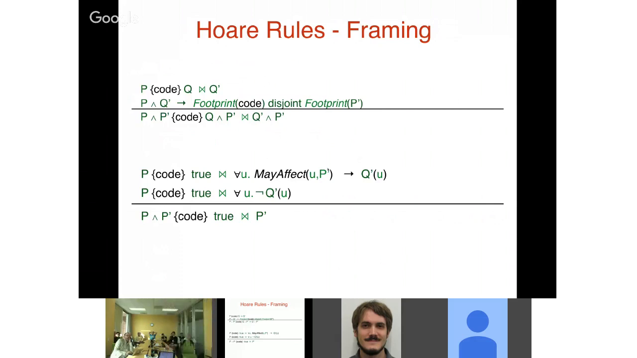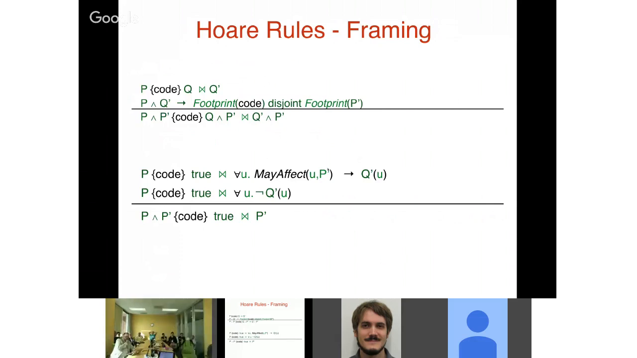So if the property P prime holds before the code, then it will hold after the code, and it will also hold during execution of the code. So this is standard, and it has been around for the last 20 years. This one is more interesting and more useful for us.